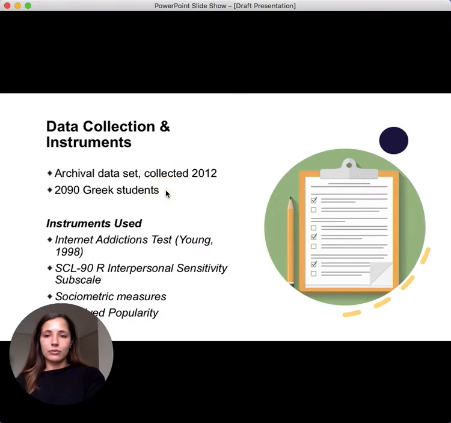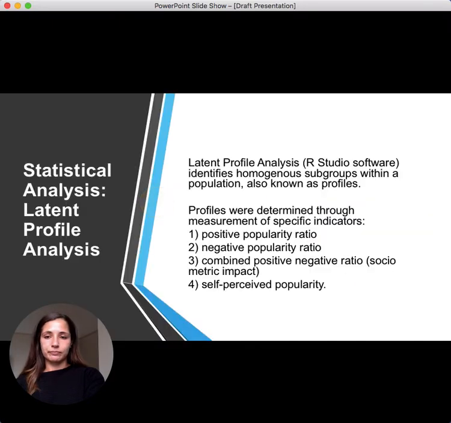The data collected was archival and consisted of 2,090 Greek adolescent students in 2012. At the time of data collection, a number of instruments were used, including the Internet Addiction Test, the SLC-90 revised, as well as sociometric and perceived popularity measures.